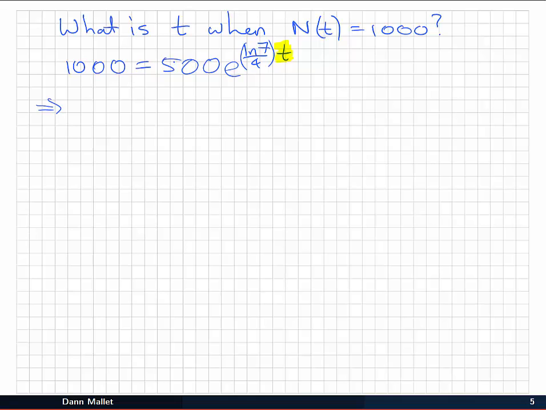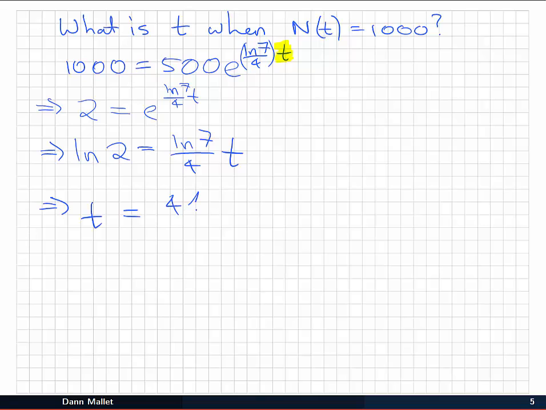So we have 1,000 divided by 500 is equal to 2, leaving us with e to the log 7 on 4 times t. Next we take the log of both sides, the natural log. Log of 2 is equal to the log of e to the log 7 on 4t. The logs and the e's will go away here because they're inverse functions, and we're left with log 7 on 4 multiplied by t. Finally, rearranging for t, we get 4 log 2 over log 7.